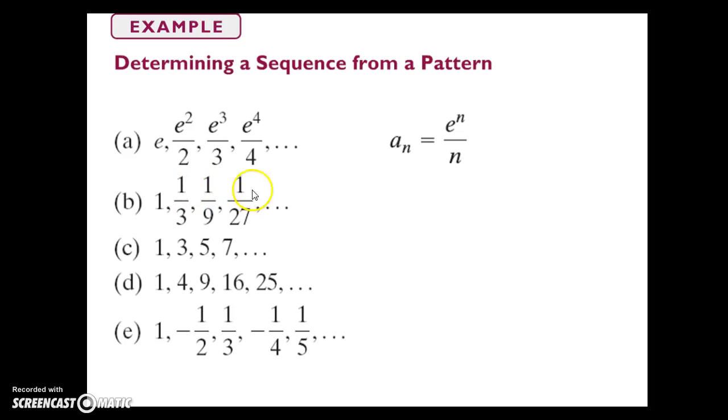Notice how nothing changes up here, but this ends up being 3 times. This is 1 over 1, times 3 is 1/3, times 3 is 1/9, times 3 is 27.